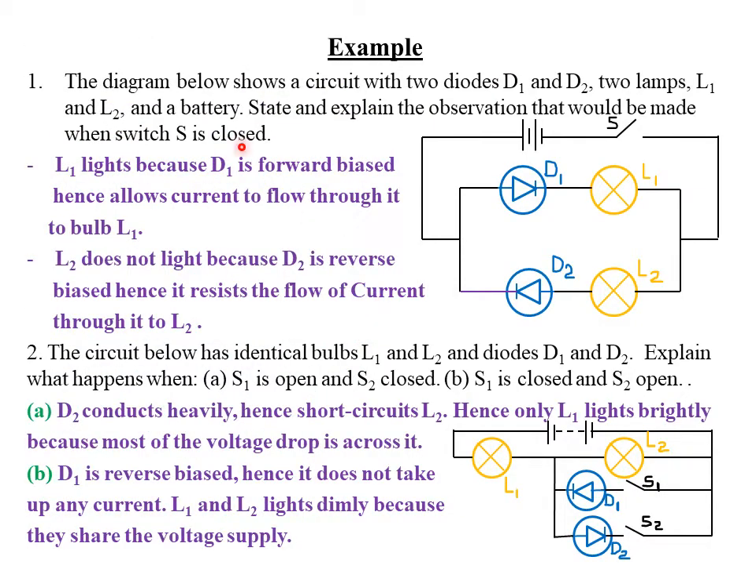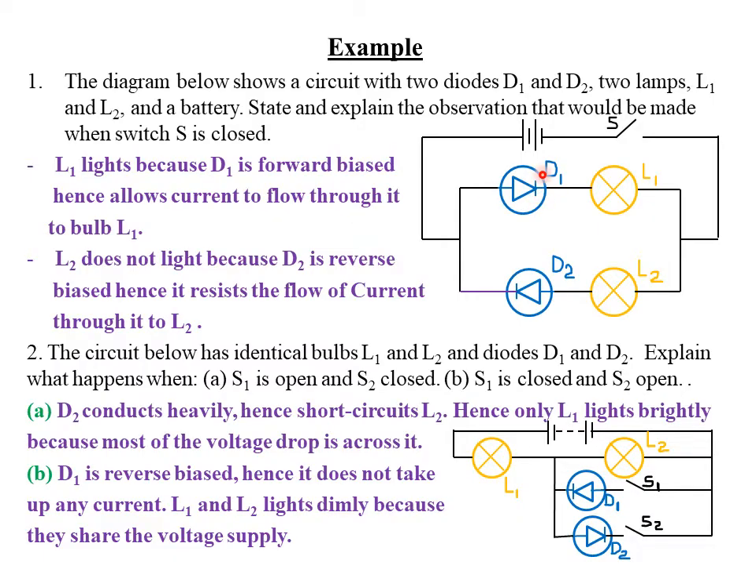Next, we look at our first example, which reads: the diagram below shows a circuit with two diodes D1 and D2, two lamps L1 and L2, and a battery. State and explain the observation that will be made when the switch S is closed. When we close the switch S, the current flows from the positive terminal of the battery through this path. When it gets to this point, the current is diverted. Some of it flows through the upper side.